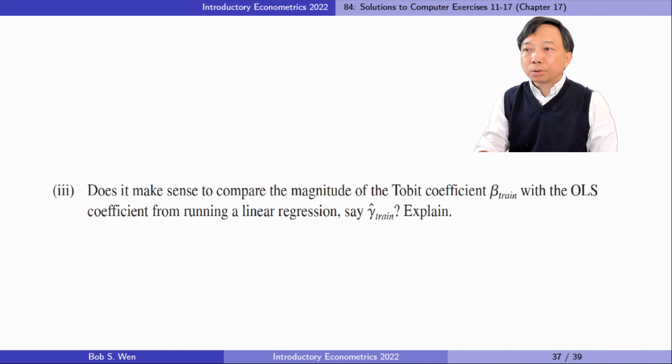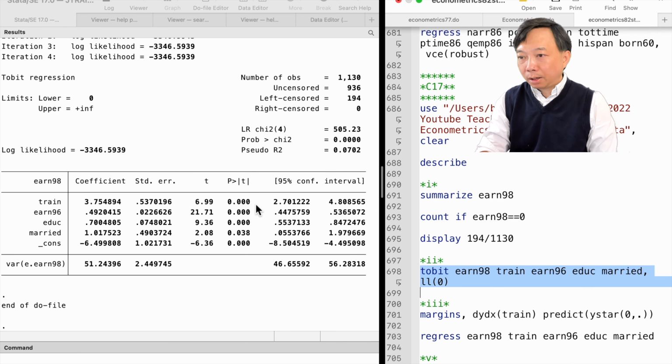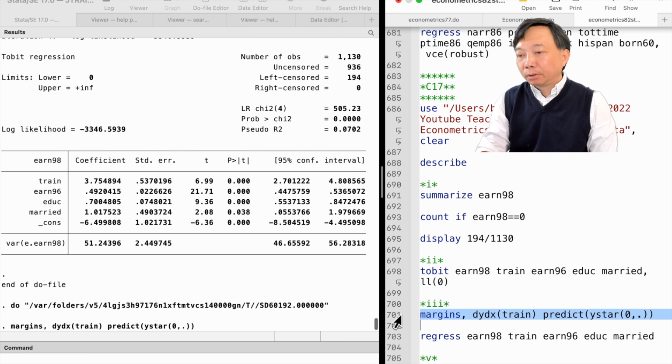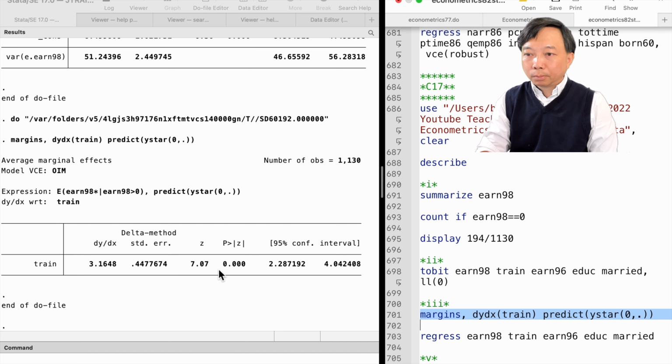In Part 3, does it make sense to compare the magnitude of the Tobit coefficient beta hat chain with the OLS coefficient from running a linear regression, say gamma hat chain? Explain. We cannot directly compare the magnitudes of the coefficients. The average partial effects in the OLS regression are the coefficient estimates, while the average partial effects in the Tobit model are the estimates times a scale factor. We use the margins command in Stata to obtain the average partial effects after the Tobit regression. The average partial effect of chain on earnings is 3.16 from the Tobit model. The average partial effect is 2.90 from the linear model.